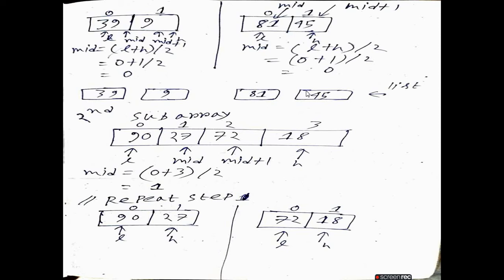Now keep in mind this 4 means 39, 9, 81, 45 is the 4 list, or you can say this is a 4 array. Now you ask me, sir, how is it possible? You say that it's an array, but yes, it is an array, or you can say it is a list. A list can have just one element.